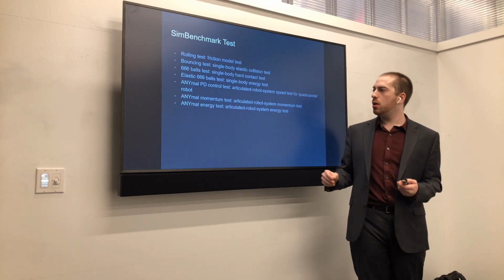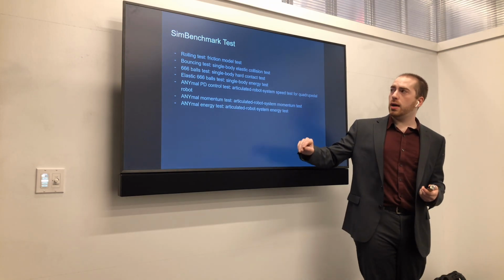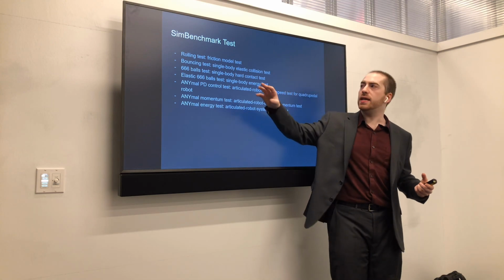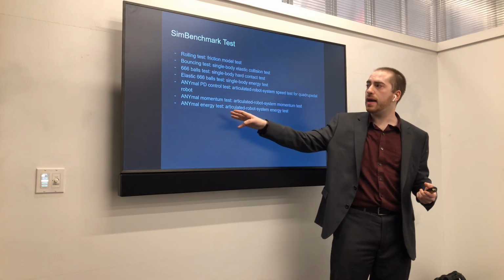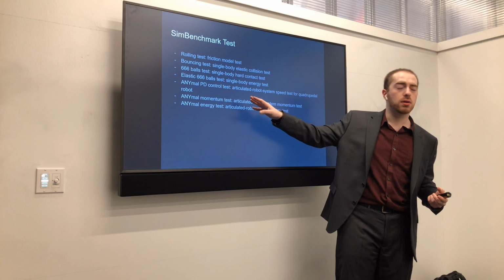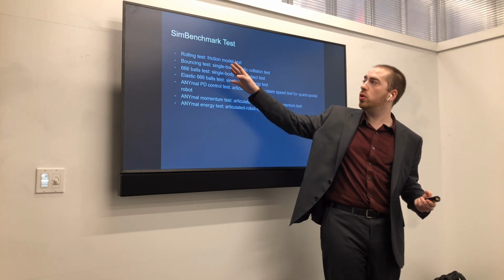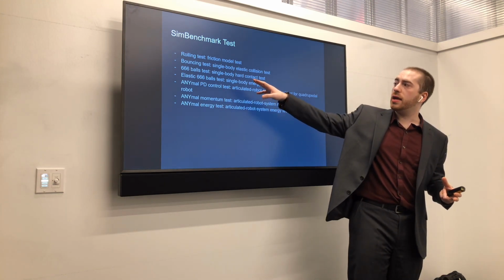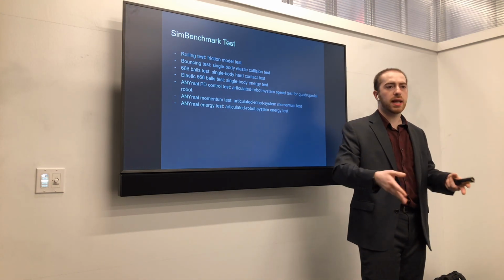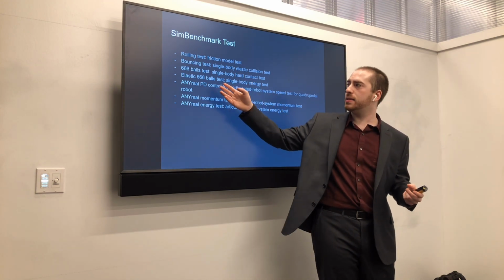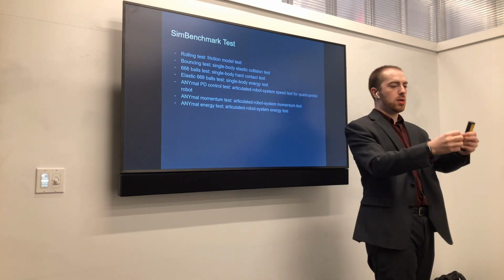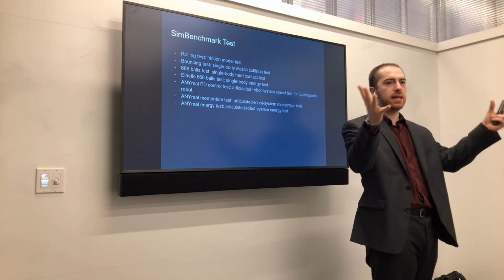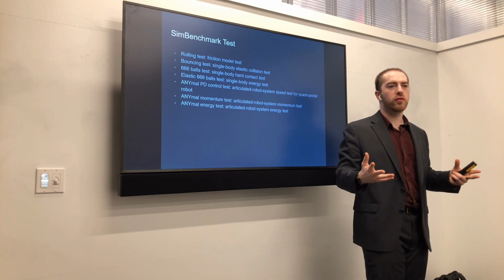I just wanted to mention the backends here. One evaluation test was the sim benchmark, and what they did is they had 7 different tests. So they did a rolling test where they actually rolled balls around a table. They had a bouncing test. They loaded a bunch of balls and then had them bounce. 666 and elastic 666, they just put 666 balls into a cube and then let them sort of move around.